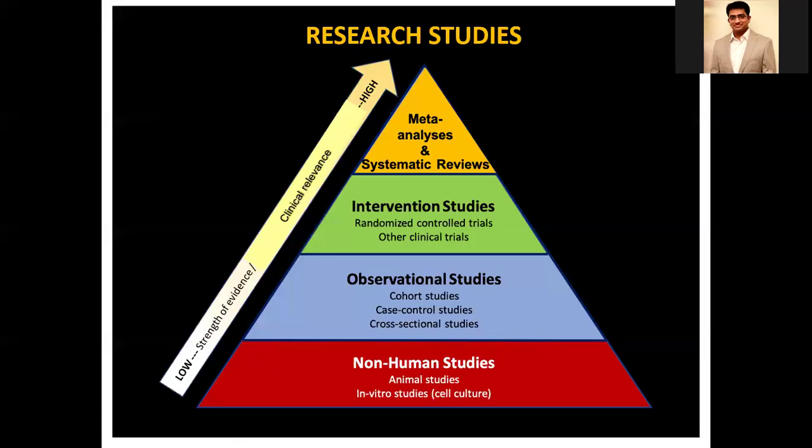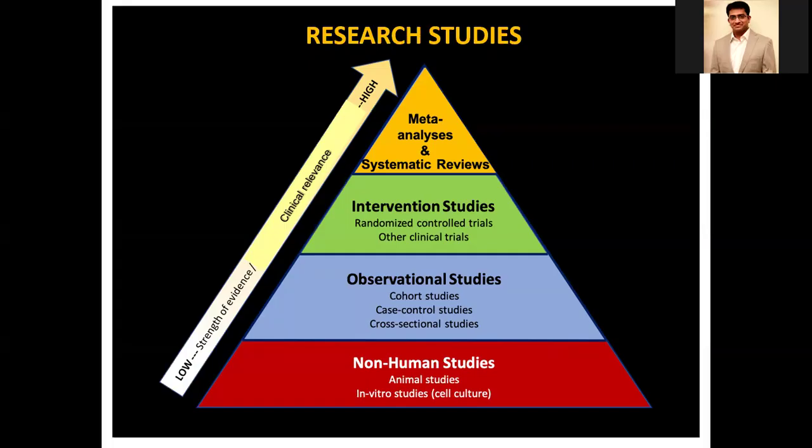When it comes to types of research studies, we can simply describe them in the form of a pyramid, as shown in this slide. The base of the pyramid carries a low strength of evidence. As we go towards the top of the pyramid, the strength of evidence increases and it becomes highly clinically relevant. We start with non-human studies in the form of in vitro studies or animal studies, which carry a low strength of evidence.